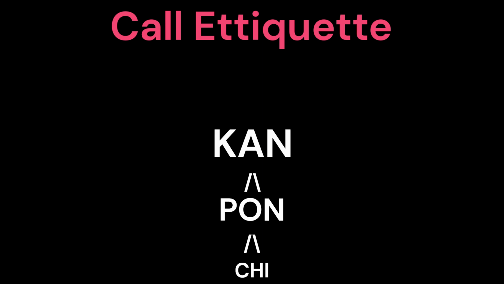There are situations that can also occur when multiple players may want to perform a call action on the same tile. How do we resolve that situation? Well, if the calls were made at the same time, then Pon takes priority over Chi, Kan takes priority over Pon, and Ron takes priority over all these calls.